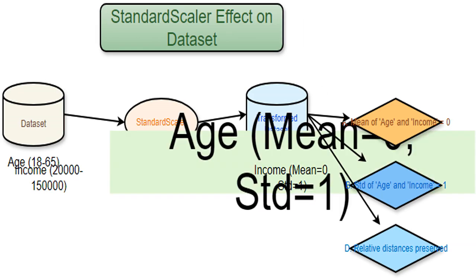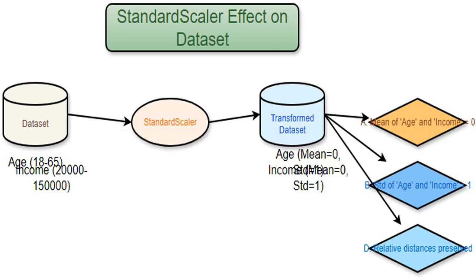Even though I'm changing the average and spread of the data, StandardScaler keeps the relationships between data points the same. If one person's income is twice another person's, that will still be true after applying StandardScaler. This shows the result of StandardScaler on the age data. The average becomes 0, and the standard deviation becomes 1.